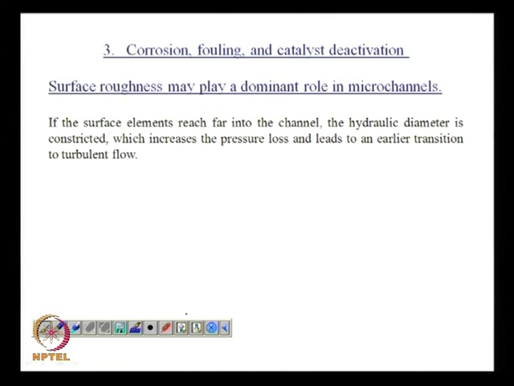Now, the third point that I would like to discuss, it is pretty obvious and straightforward, is that surface roughness can play a very dominant role in microchannels. Any idea how much should be the surface roughness of a normal pipe? Orders of angstrom, millimeter, microns? Just a pipe which is carrying household drinking water, it could be microns. Okay.